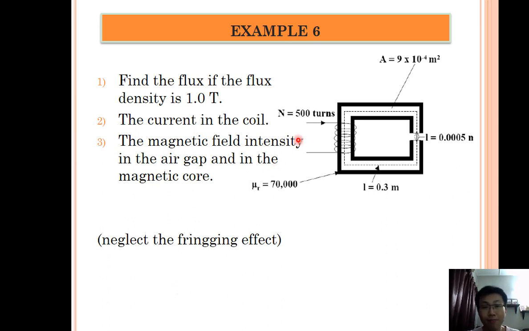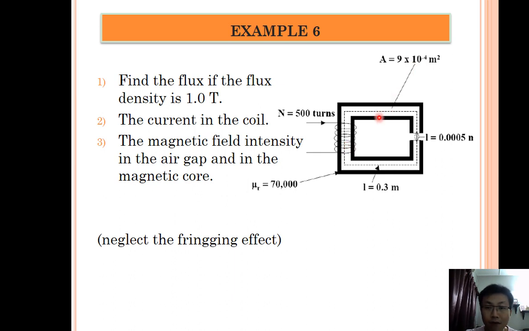So let's have a look at example 6. I have a current put into the coil, which creates fluxes that flow through the coil, then flow through the air gap, and then go back.